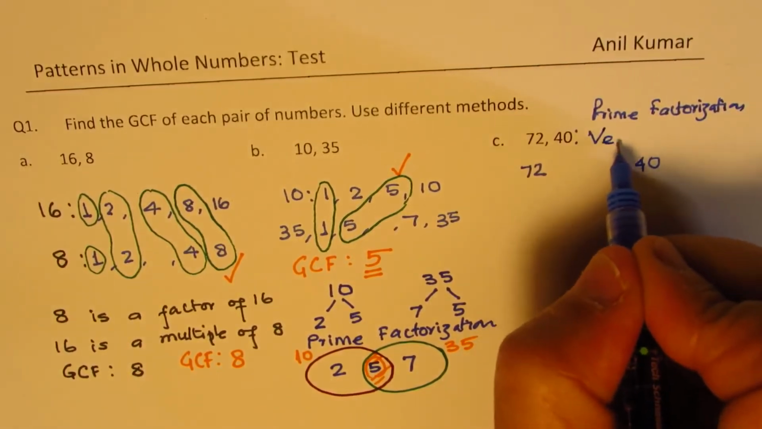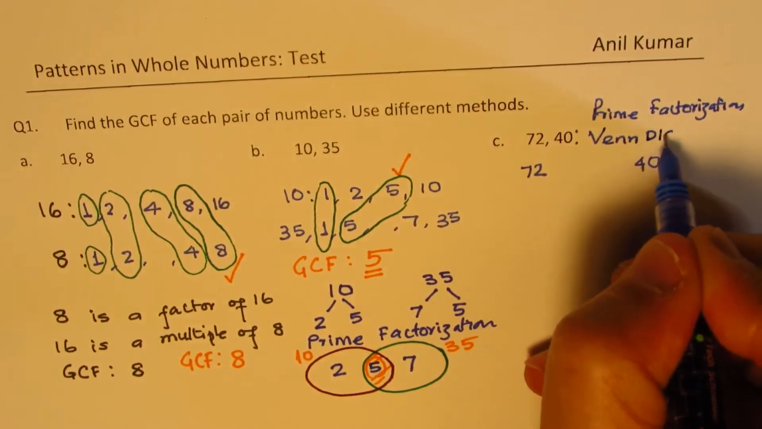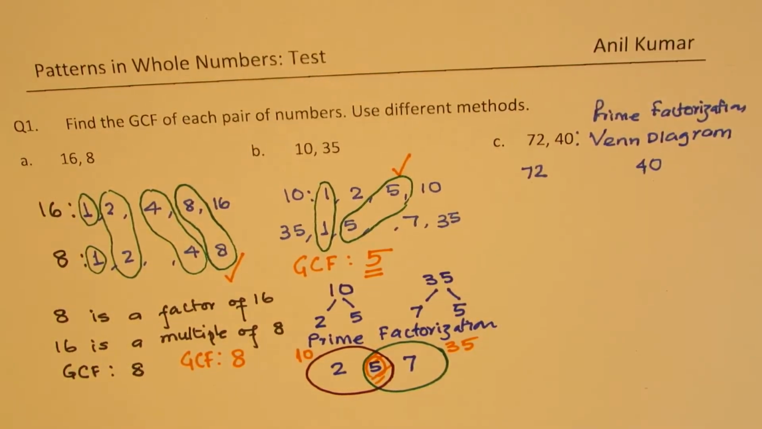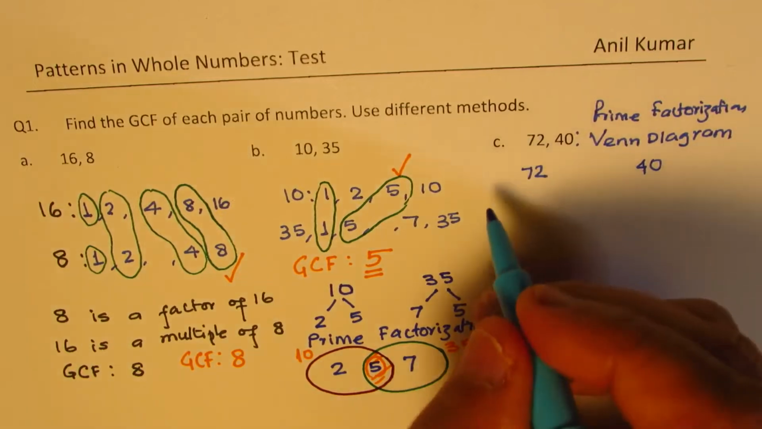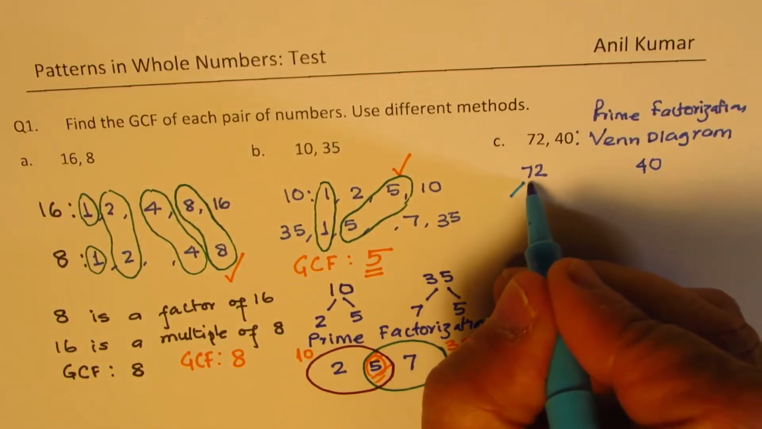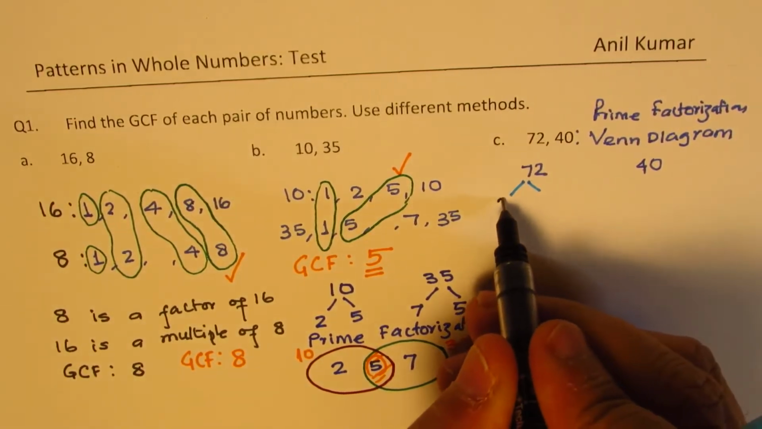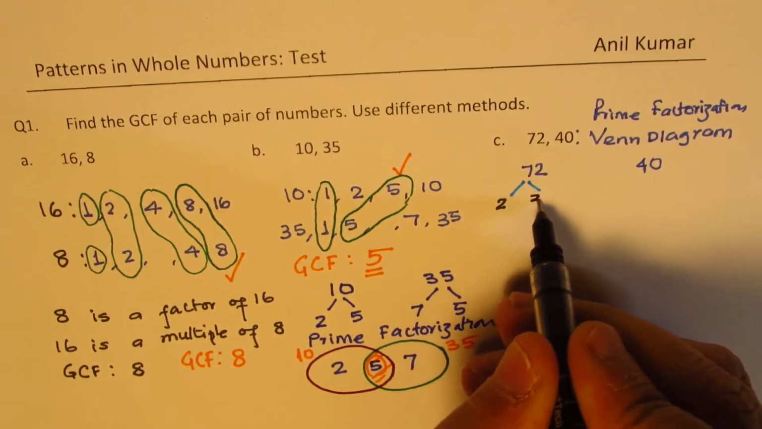And then we'll use Venn diagram. Is that clear to you? So as far as 72 is concerned, we have the numbers with 72 as prime number 2 can get into this. So 2 times 36, correct?